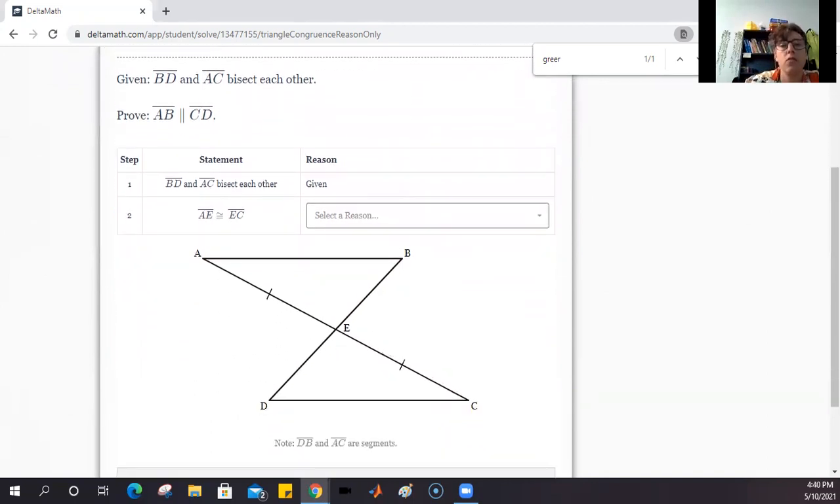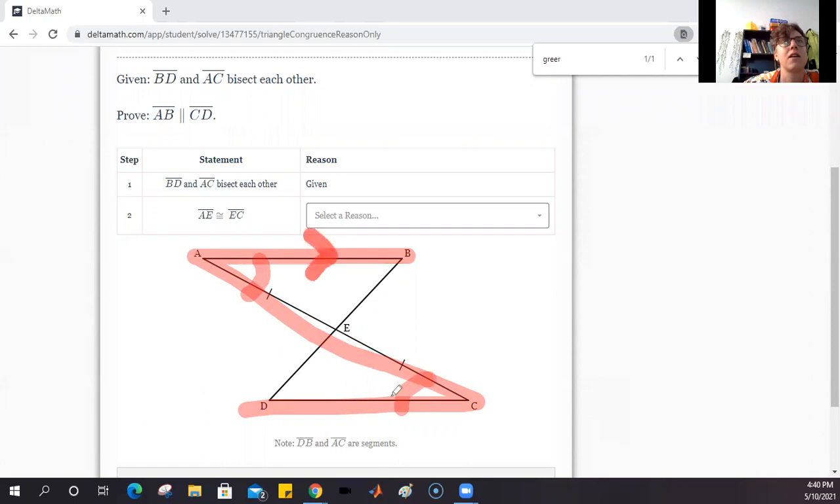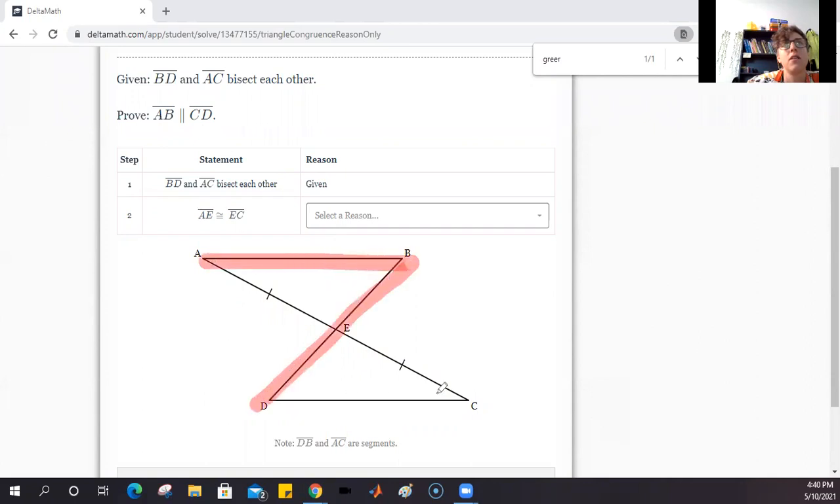Usually, when we're trying to prove lines are parallel to each other, we're using the fact that if we have alternate interior angles congruent to each other, then the lines must be parallel. If these angles on the inside of the Z are congruent to each other, then the lines must be parallel. Or we could have gone the other direction. If these angles over here on the inside of this other Z are congruent to each other, then the lines must be parallel. So that's probably where this is going to go.